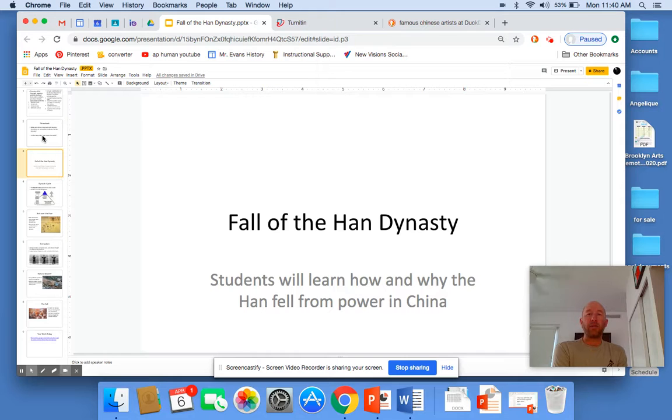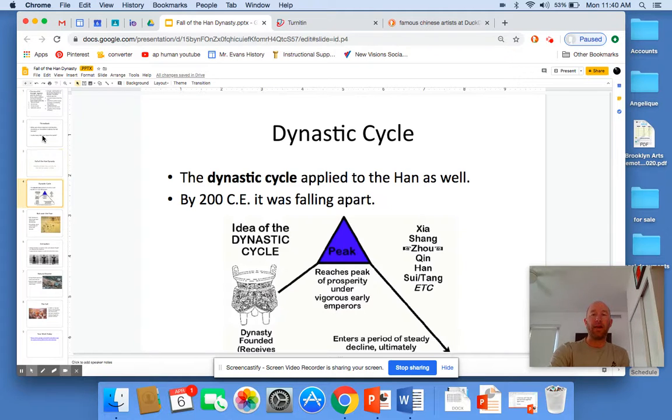All right, so yesterday was about the achievements of the Han Dynasty. We're now going to talk about the fall of the Han Dynasty, and by fall, I don't mean they tripped. This is when the Han Dynasty loses its power. And so we've seen a bunch of different images of the dynastic cycle. This kind of looks like the one that you might have seen from an ELA class, like the arc of a story: beginning, conflict, apex, resolution. That applied to the Han Dynasty as well.